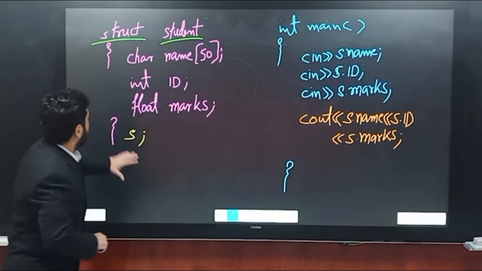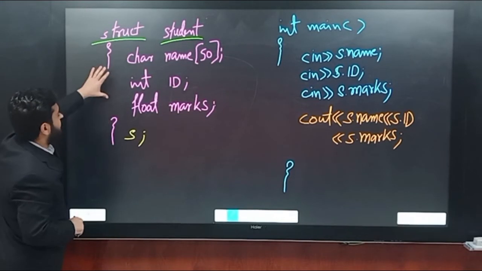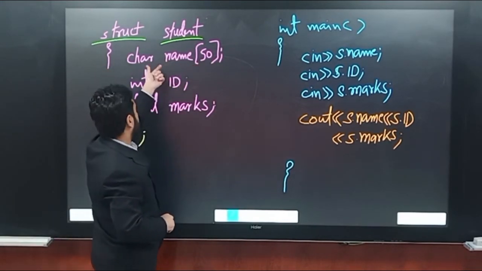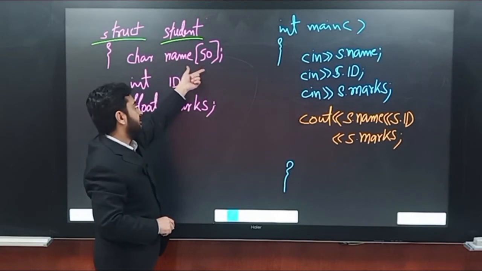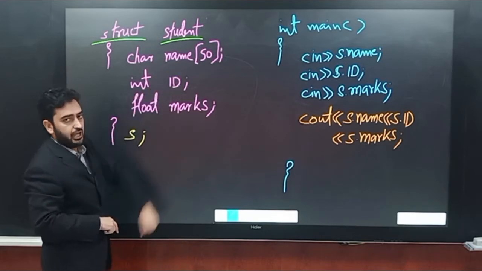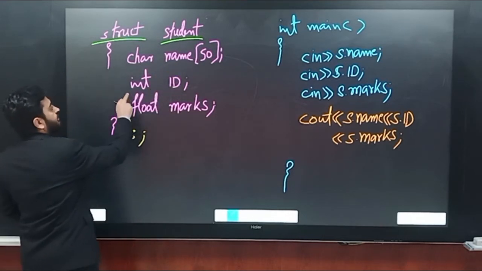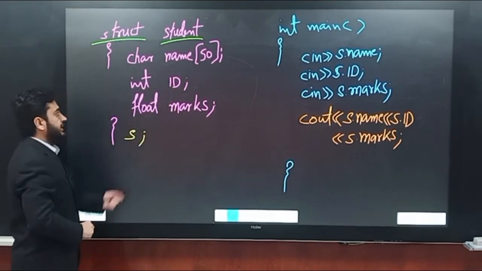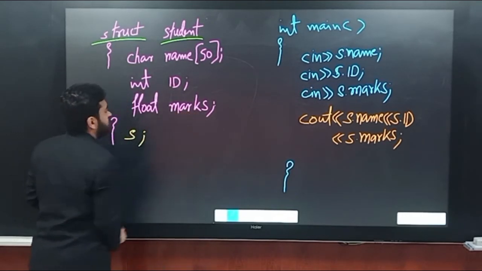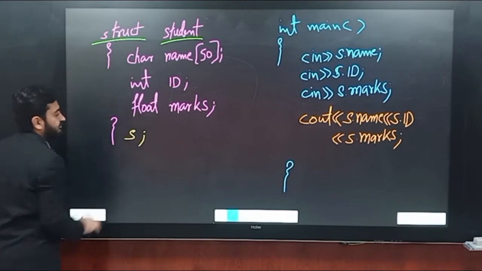This is the body of the structure, where we have declared a character type array which has size 50. It means that we can save 50 characters in this name variable. We have also declared an ID that has type integer. We have also declared the marks variable which has type float.